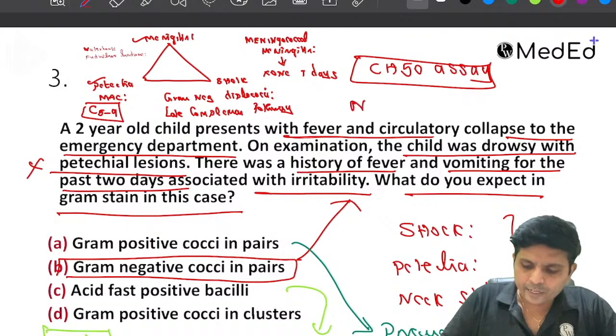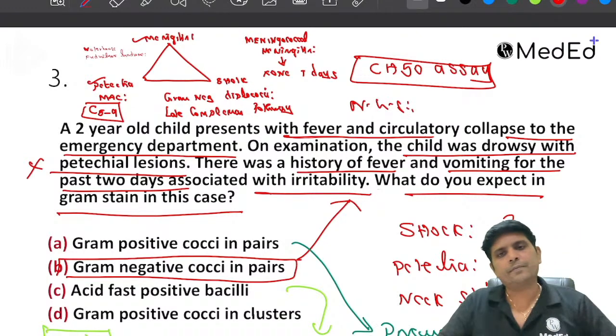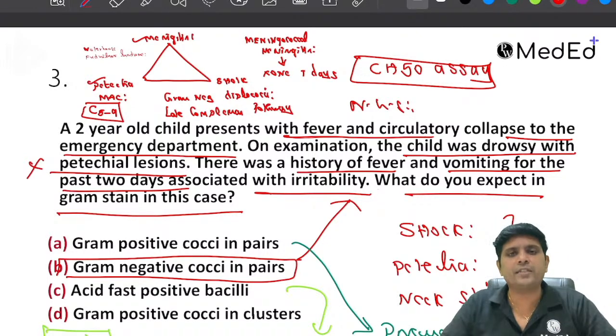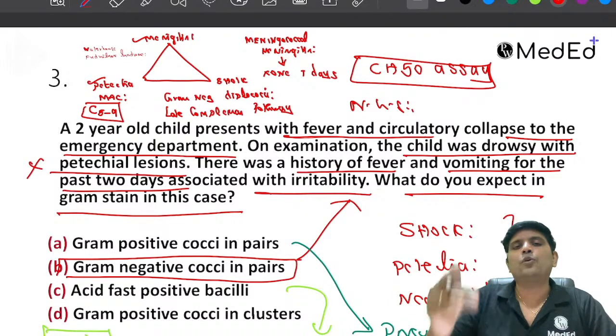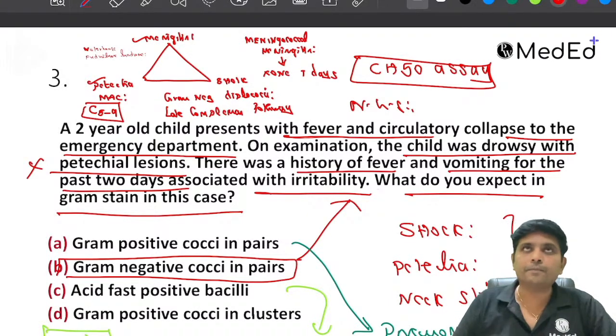Now you can use next generation sequencing. But previously we had been using CH50 assay. So third question regarding meningococcal meningitis over.